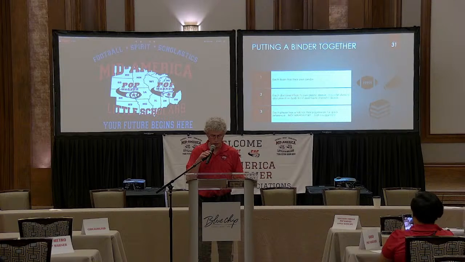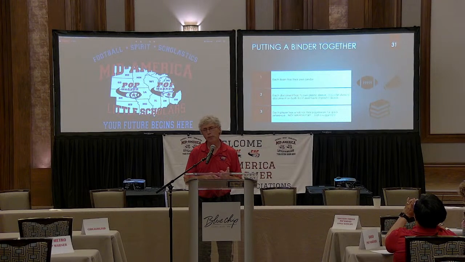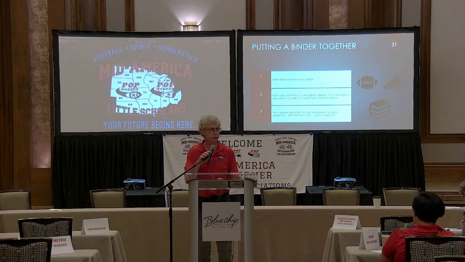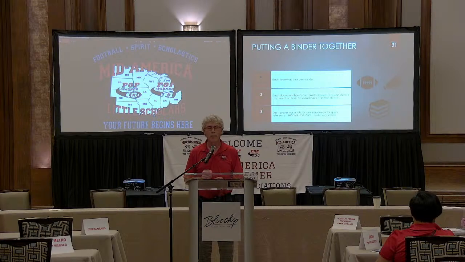Okay, so each team has to have their own binder. So if you have a junior peewee, a peewee, a tiny mite, whatever, each of them has to have their own binder. Each document has to be in a plastic sleeve. Does anybody not know what I mean by plastic sleeves? You can buy them anywhere, at Walmart, at Staples, whatever. We call them sleeve protectors. That's what protects your documents.